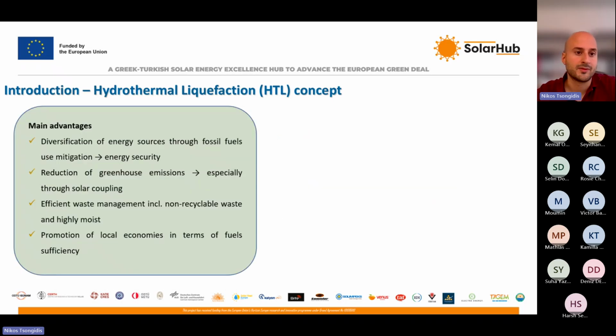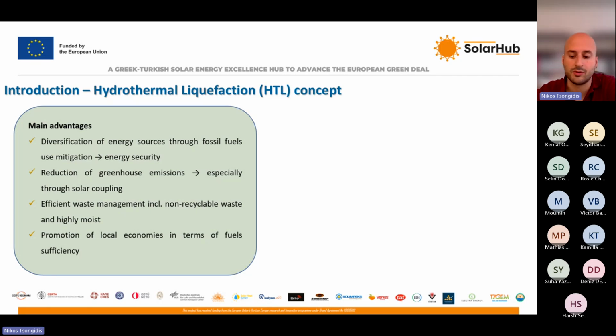So here are some of the main advantages that we can share regarding the hydrothermal liquefaction concept. Of course, most of them apply also to other types of biofuels production technologies. In this case, for HTL, we can say that we managed to diversify the energy sources through the mitigation of fossil fuels use. So in this case, we can ensure energy security for future applications. Then we also have the reduction of greenhouse emissions, especially, of course, through the application that I will share more details on in the next slides, through the solar coupling that we achieve in our case.